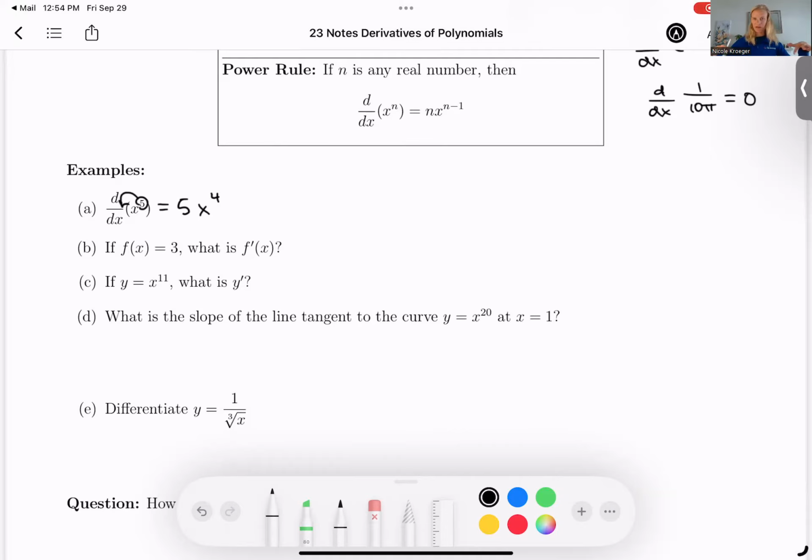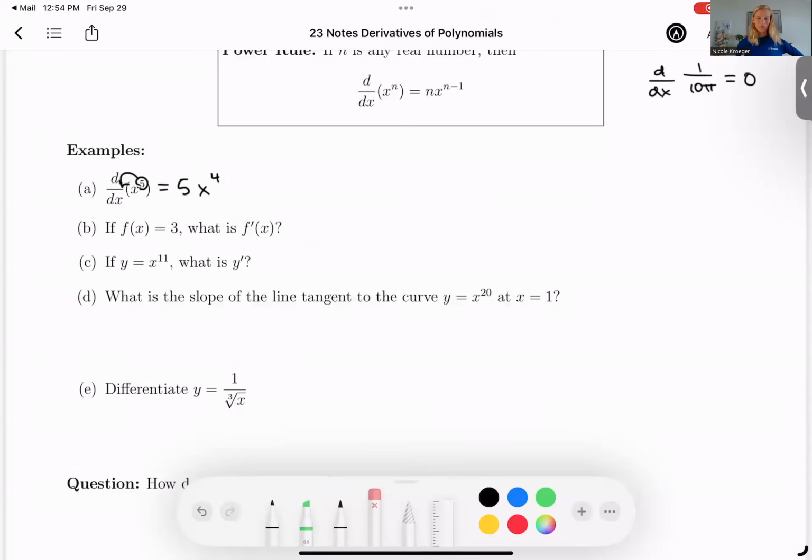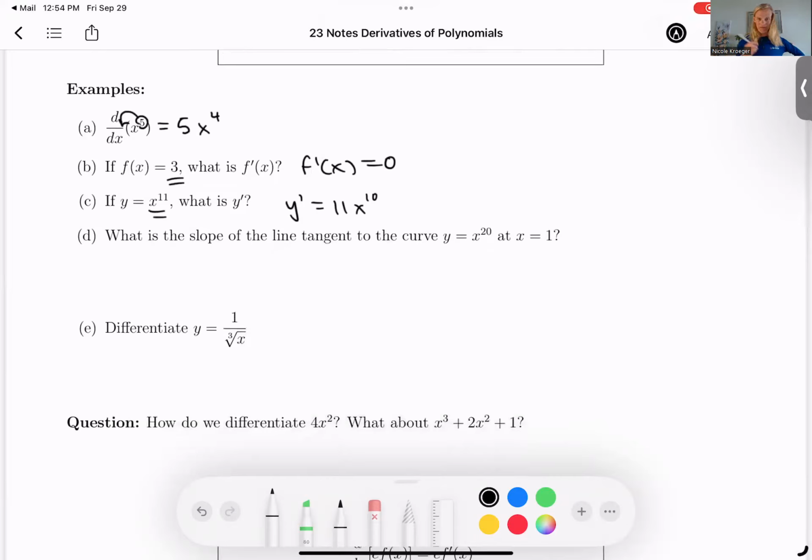So we'll just quickly do a couple examples using that information from last class. You should probably try B through E on your own and then watch my answers here. So for part B, this is just a constant function, 3 is a constant, so the derivative of a constant is 0. If we're looking at x to the 11th, we bring the 11 down, we subtract 1 to get 11x to the 10th.